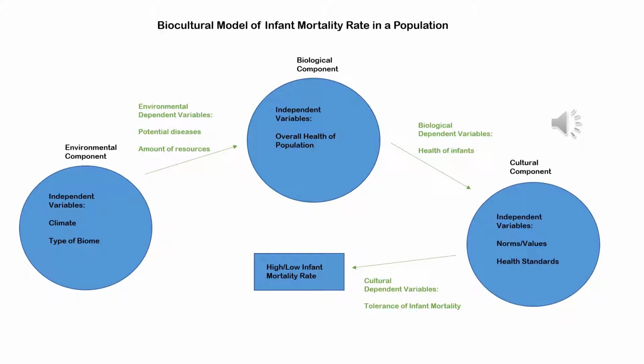And again, here the biological variables affect the cultural independent variables, which are the population norms and values, for example, health standards. With poor health conditions, this results in many individuals and infants with deficient health. When this is abundant in a population, people will see it as being normal. This causes everyone to see these problems as just being a part of life, and thus nothing is being done to prevent them.